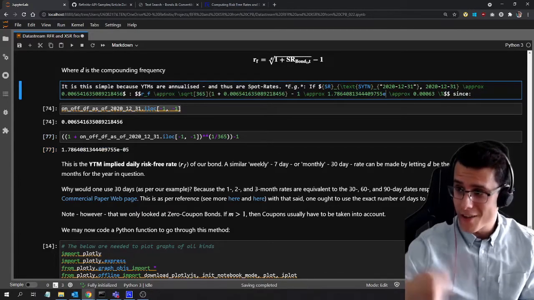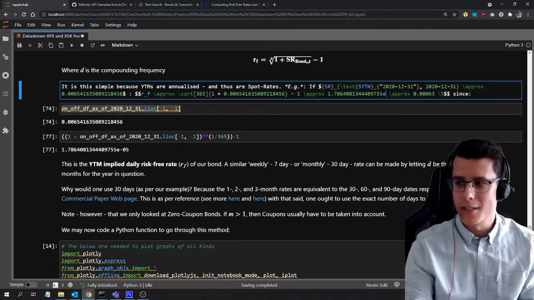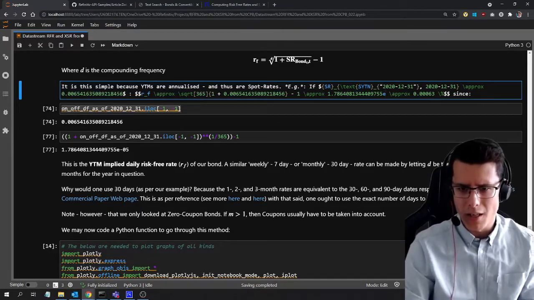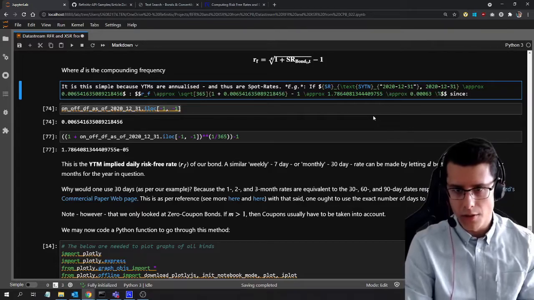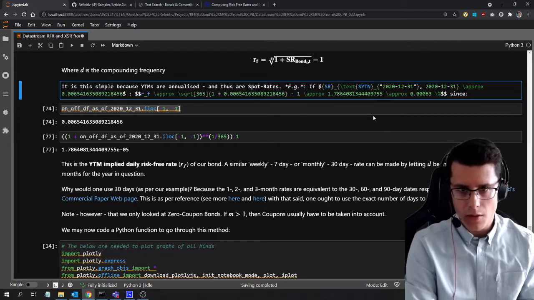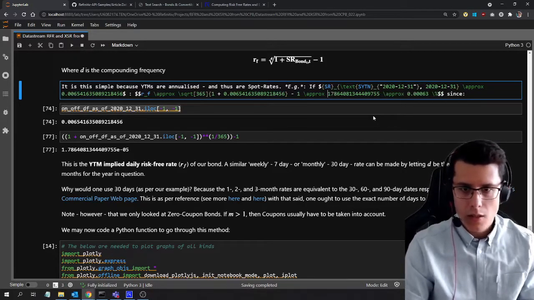So imagine you're reinvesting every day, which no one does. Well, I mean, I guess actually some do, but we're not looking into something quite this intense normally.